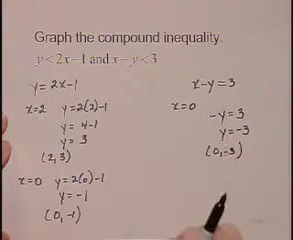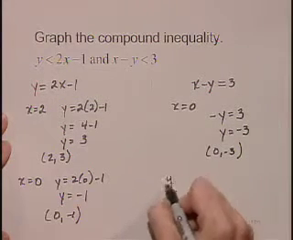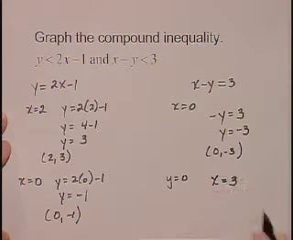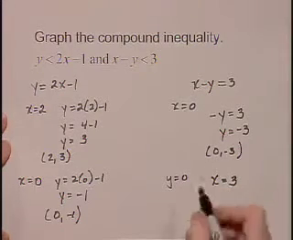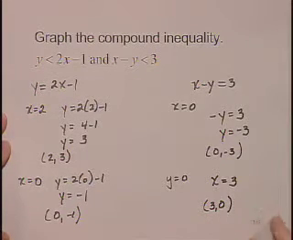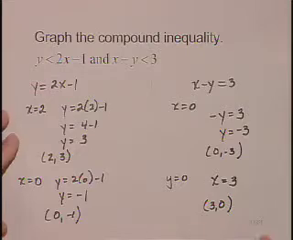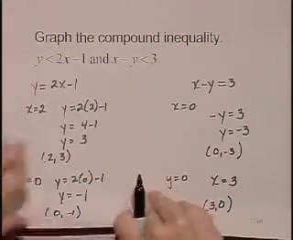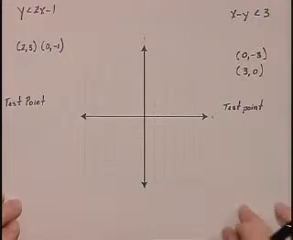We're also going to let y equal 0. So we'll have x equals 3. Be careful how you write this ordered pair. x has to come first, so this ordered pair is (3, 0). We now have two points, one for each of our boundary lines, that we're going to graph on the same graph.